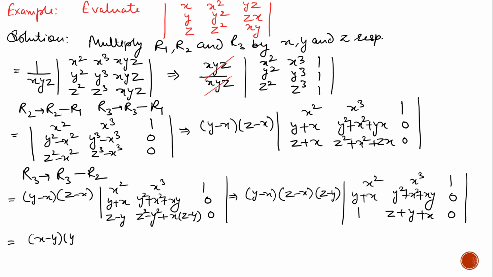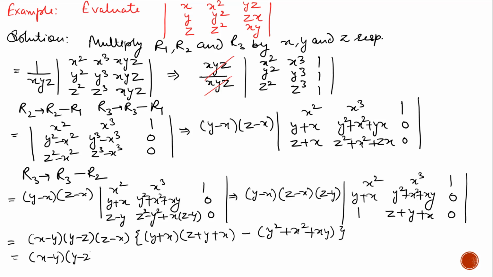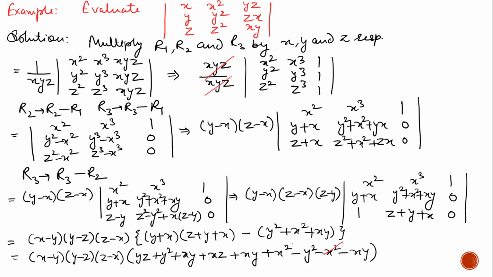Now expand along the first row and we will get, after simplification, (x minus y)(y minus z)(z minus x) multiplied by [yz plus y square plus xy plus xz plus xy plus x square minus y square minus x square minus xy]. Xy and y square cancel, x square and y square cancel, xy cancels by xy, and we will get (x minus y)(y minus z)(z minus x) multiplied by (xy plus yz plus zx).